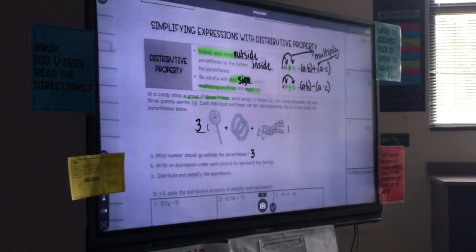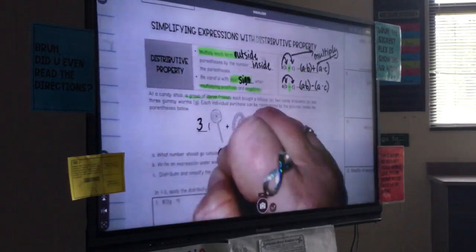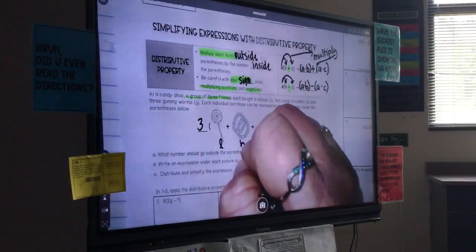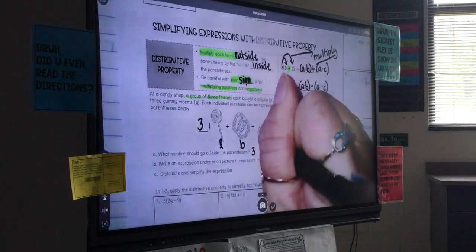And then it says write an expression under each picture to represent the item. So for the lollipop, let's just put an L. For the bracelet, put a B. And for the worms, put a W.